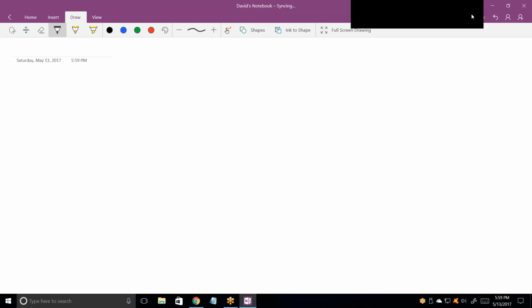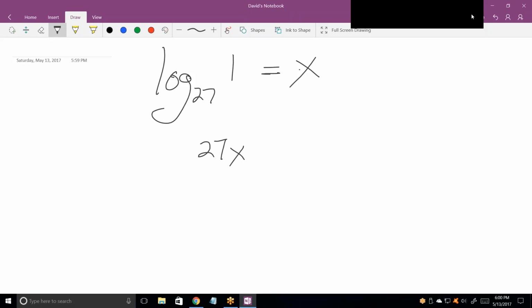Another log. Okay. Log base 27 of 1. It's the first step. Make it equal to x, I guess. Second step. Put it in exponential form, which is like 27x. Hold on. It's not 27x. 27x would be that. 27 to the x. There you go. It's 27 to the x power. And you can shorten that to 27 to the x equals what?